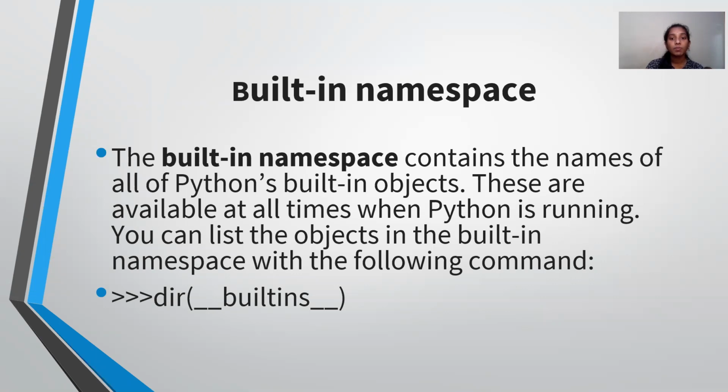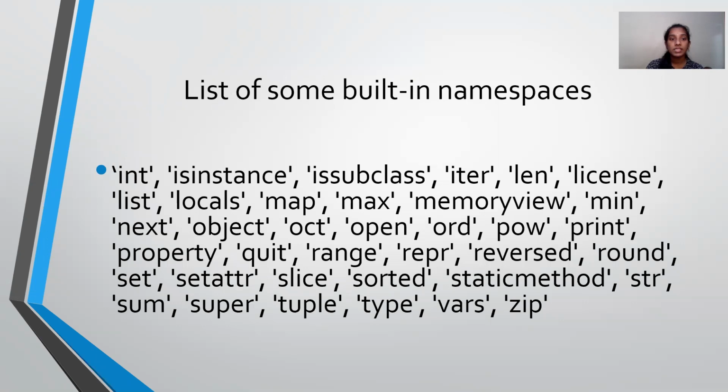We can list the objects in the built-in namespace with the following command. The command is dir(__builtins__). We'll get the list of some built-in names like this. Those are int, isinstance, issubclass, iter, len, license, list, locals, map, max. All these are known as built-in names in Python which we can access from anywhere.